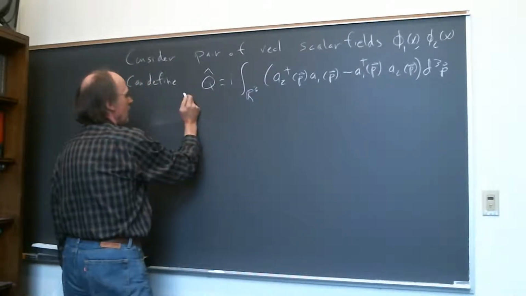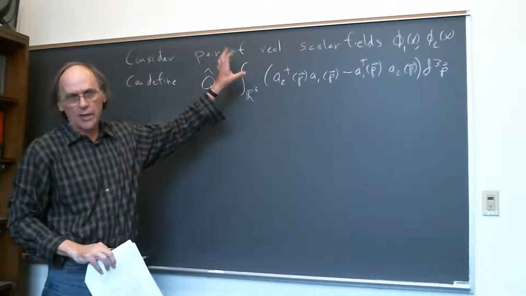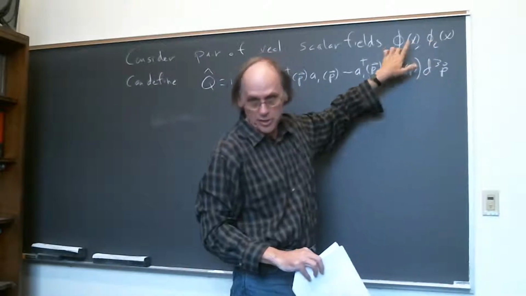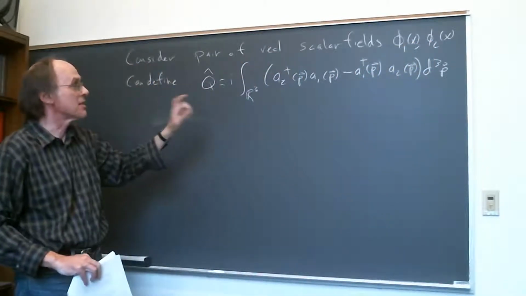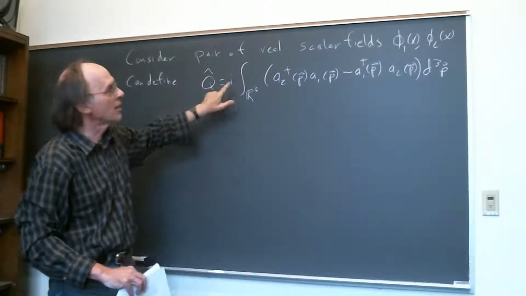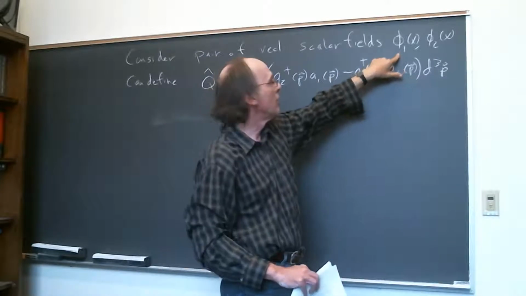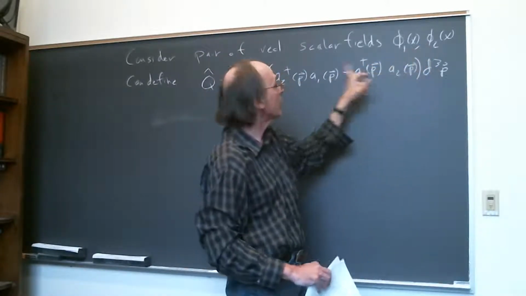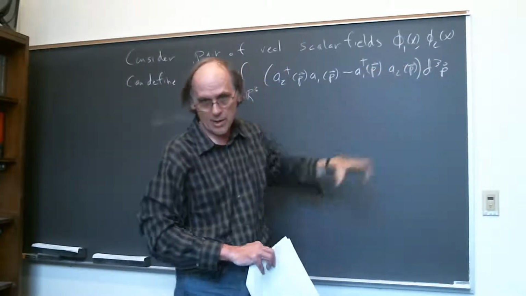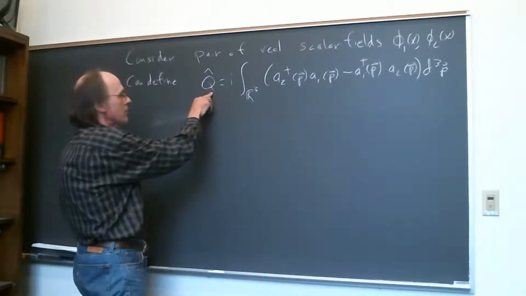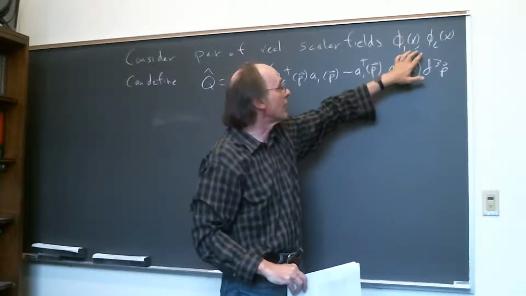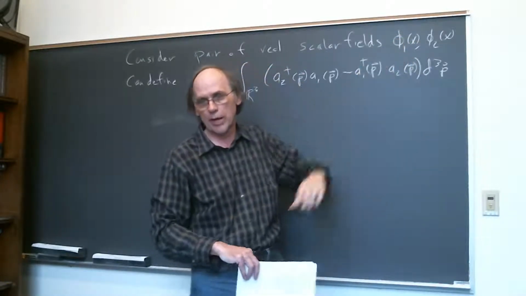Anyway, you can calculate how this operator infinitesimally acts on phi1 and phi2. If you commute this operator with phi1, you're going to get plus or minus phi2. If you commute it with phi2, you're going to get plus or minus phi1. So this is just the Lie algebra operator that generates rotations in the 1-2 plane.